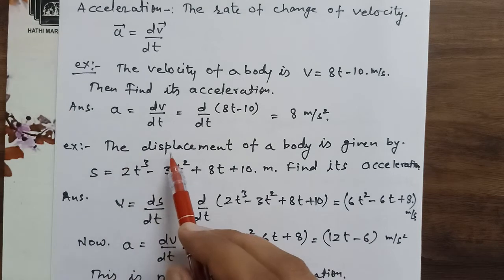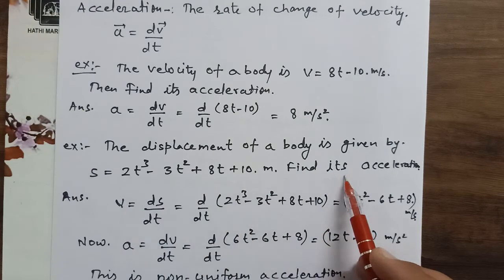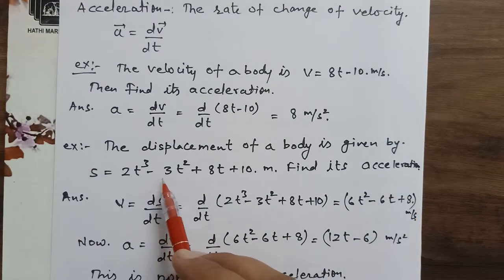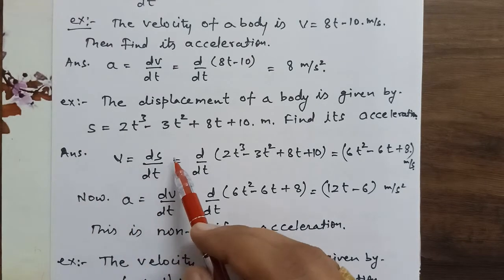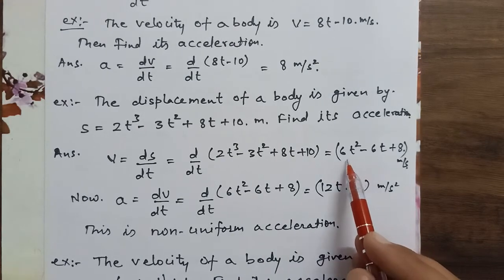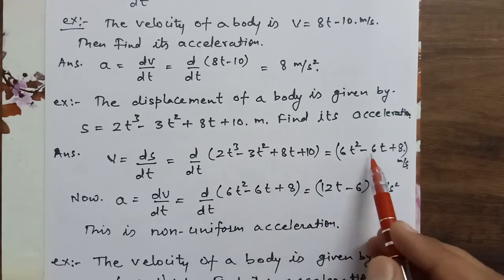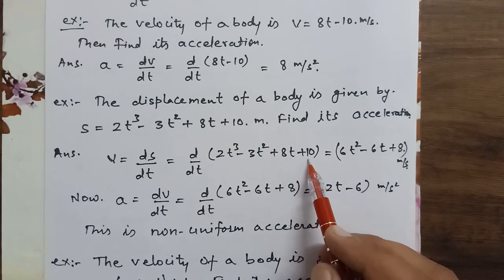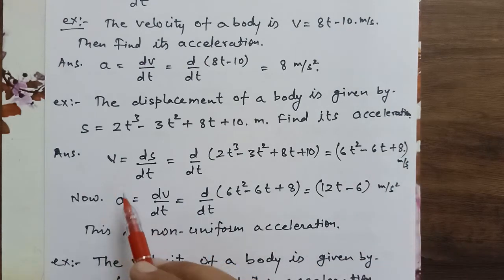Let's take another example. The displacement of a body is given by s equals this expression. Find its acceleration. This time displacement is given and we are asked to find acceleration. So first of all we will find velocity, that is ds by dt, d by dt of this. So 6t square, that you have already learnt, 2 into 3 and t square, 6t square minus 6t plus 8, and 10's differentiation will be 0. So this is the final expression of velocity.